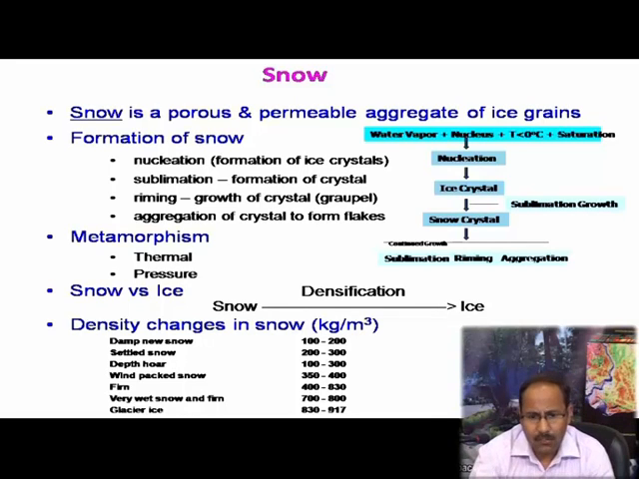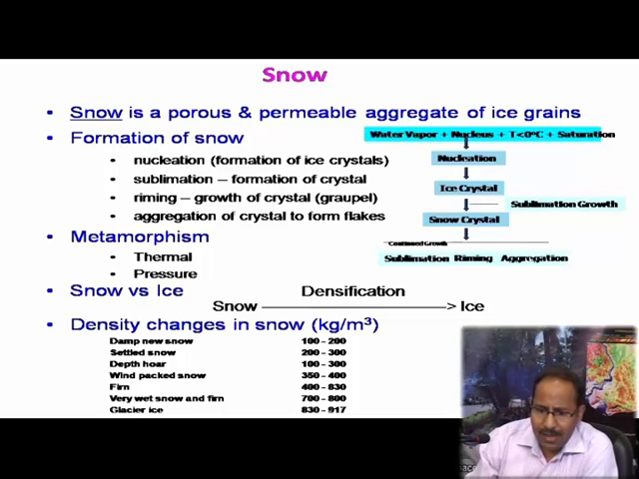the snow. So the snow forms in the atmosphere in the presence of water vapor, and once the temperature is sub-zero, first of all nucleation takes place, and ice crystals form. Once the ice crystals form, then by the sublimation growth, snow crystals are formed, or by the riming process, the graupels form, and by the aggregation of these snow crystals, snowflakes are formed. So this is the formation of the snow in the atmosphere.